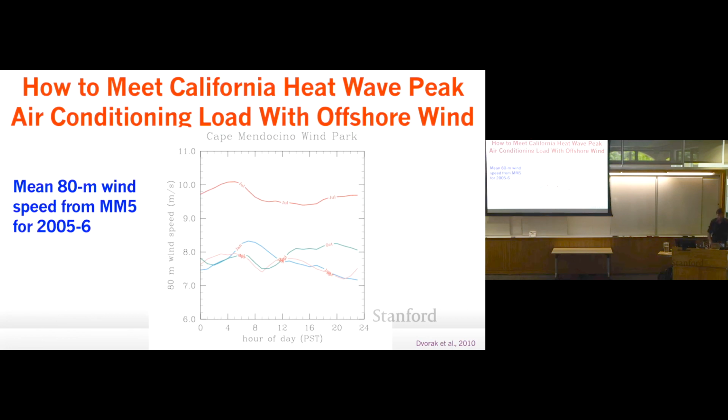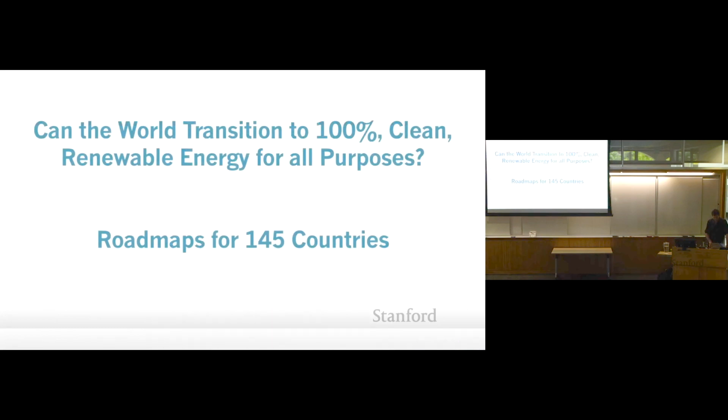So it's just kind of completely misguided policy when you really need to build out this offshore wind, because there's enough offshore wind off California to power the entire state. In fact, the whole western U.S. So there's so much potential. Anyway, I want to talk about transitioning 145 countries, these plans that we've developed.